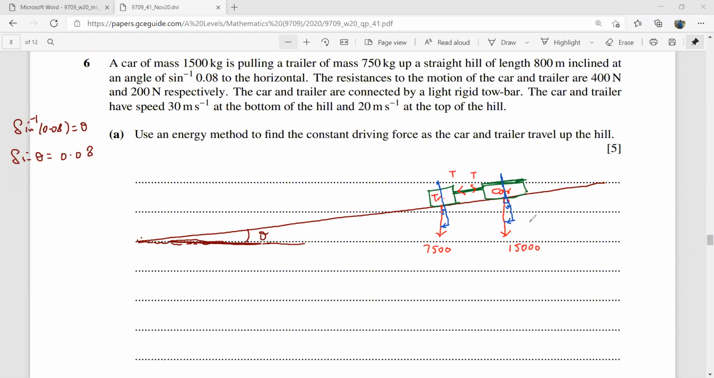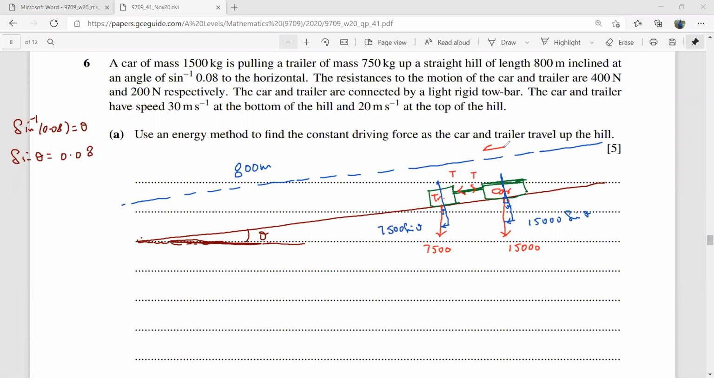So this will be 15,000 sine theta, times 0.08. So we'll be using that. And this component over here would be 7,500 sine theta. As it says, the length of this hill is going to be 800 meters. The resistance to the motion of the car and the trailer are 400 and 200 newtons. Okay, fine, no problem.